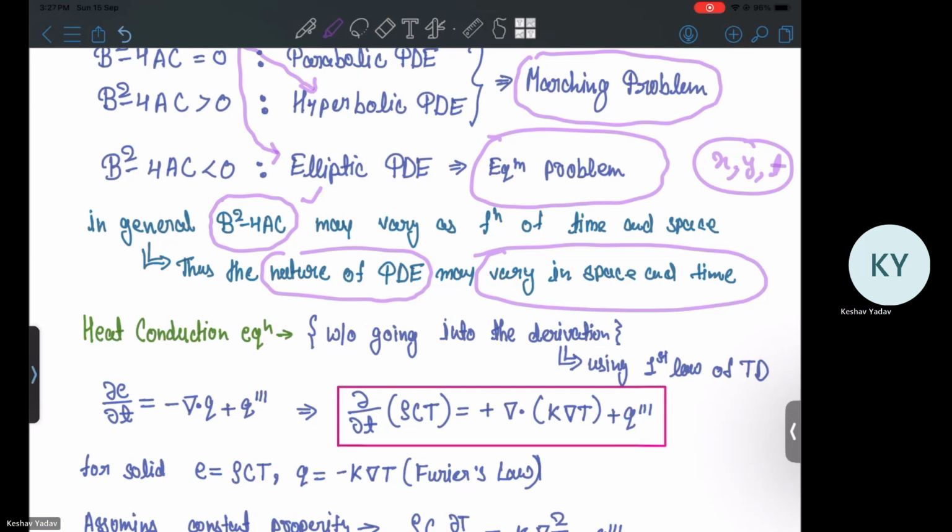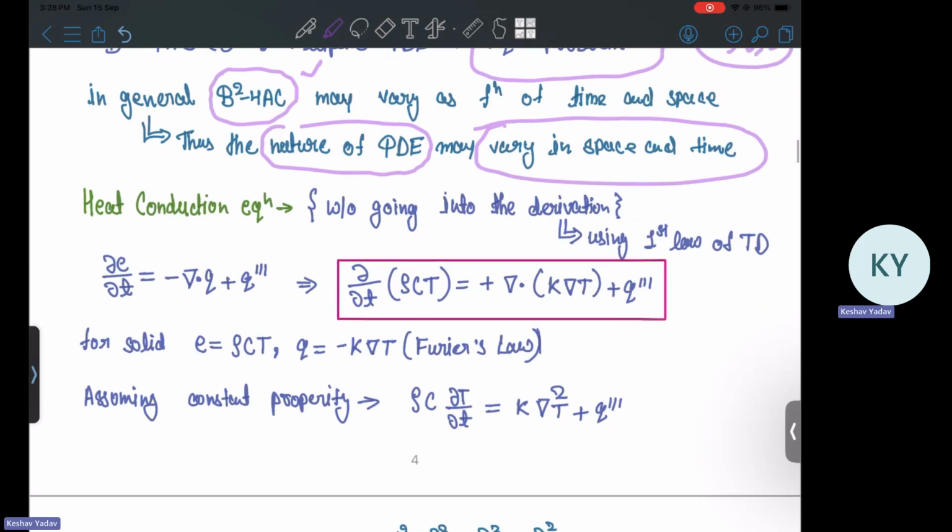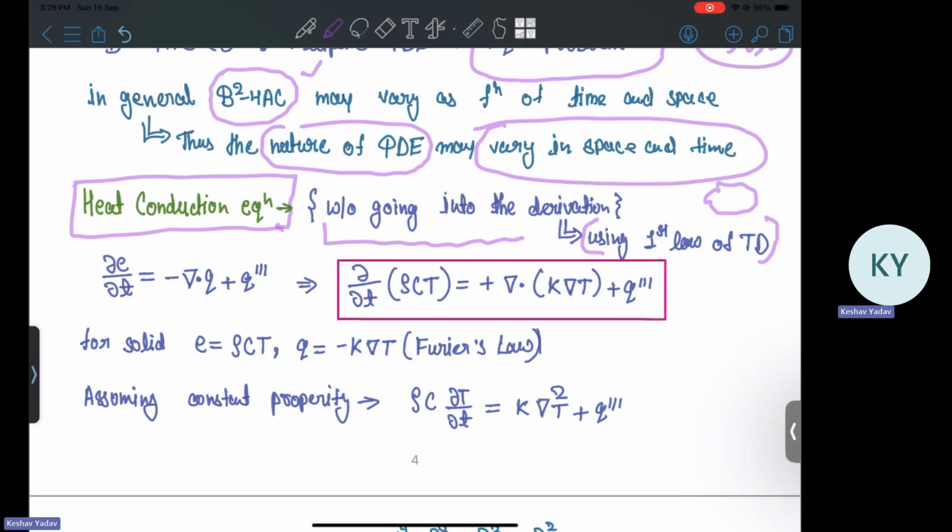Now, discussing this, let us see one physical problem, which is the heat conduction equation. We will not go into the derivation of the heat conduction problem. This can be derived by taking an arbitrary control volume and applying the first law of thermodynamics on it. If you do that, you will find that the change in energy in the control volume, del E upon del t, will be equal to the flux going out of the control volume plus heat generation.